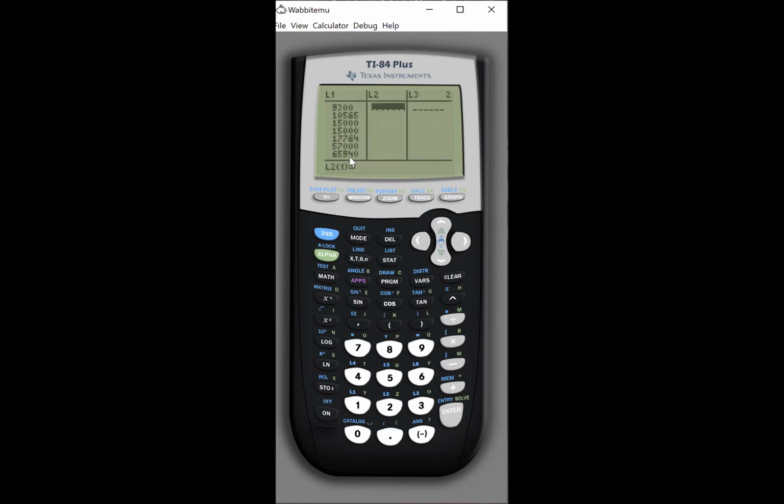Then I'm going to go to L2. It is 7,100, 15,500, 1,400, 440.